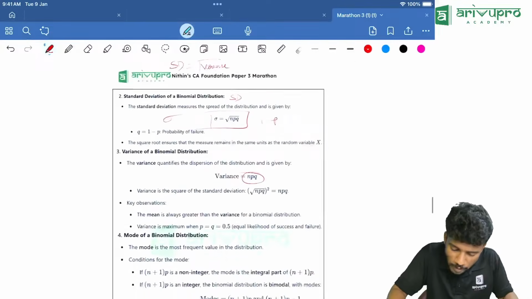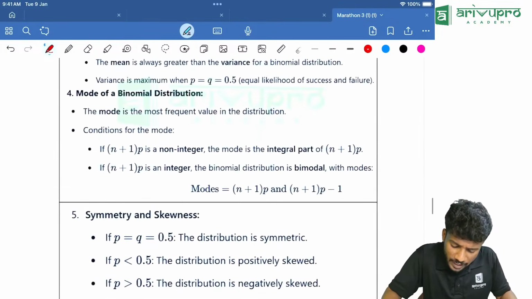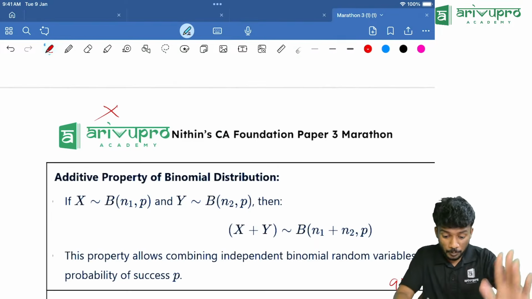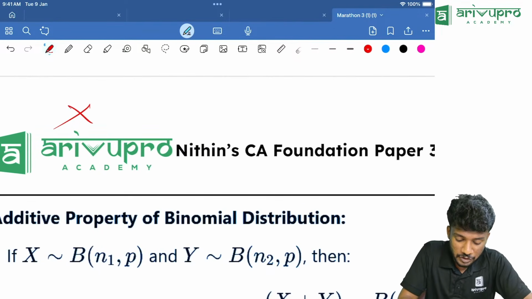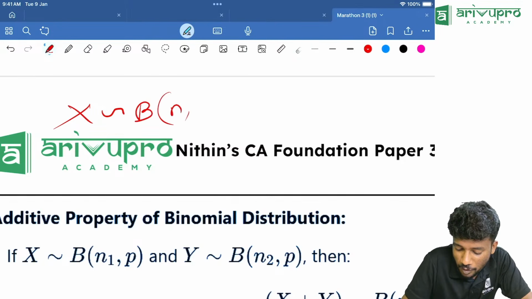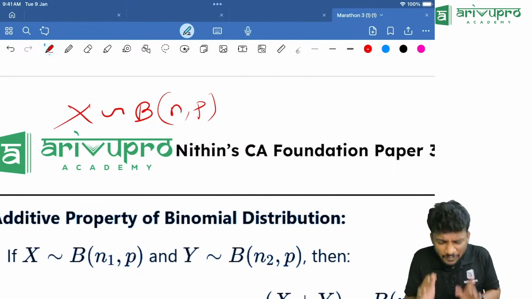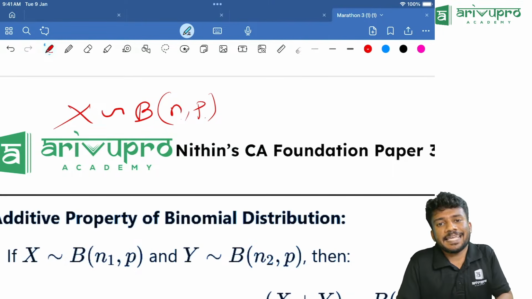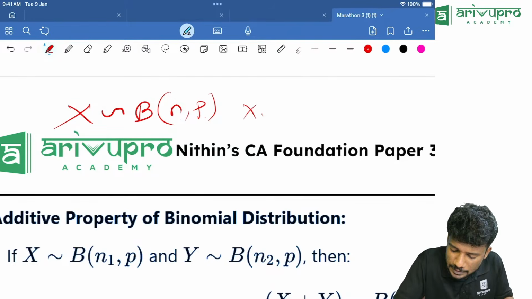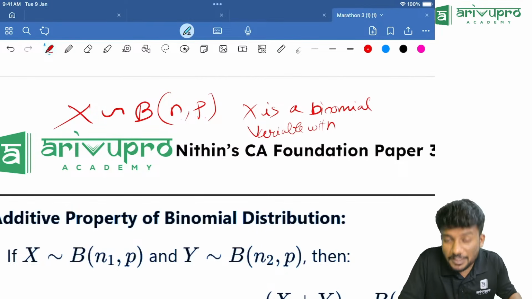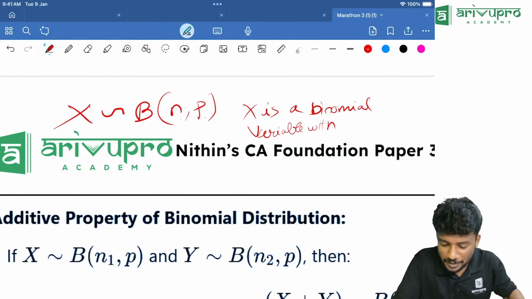Next one, I'll talk about a normal way of writing a binomial distribution. In some questions it will be given like this, very important: X, one snake, then B, then N comma P. How will you read it? We read it as X is a binomial variate with parameters N and P. How many parameters are there for binomial? 2 parameters.